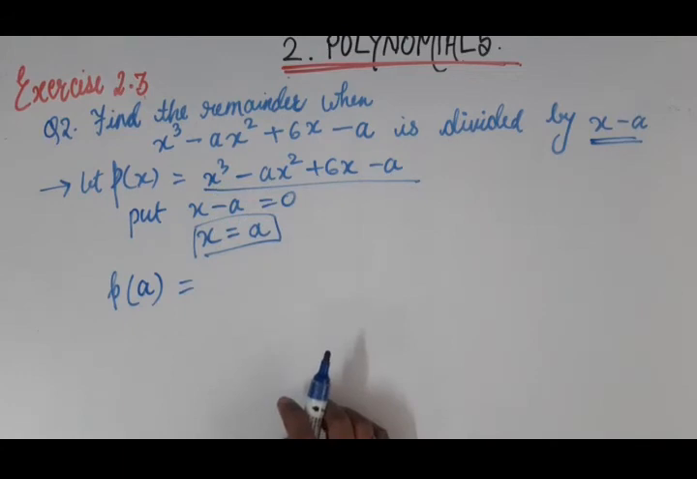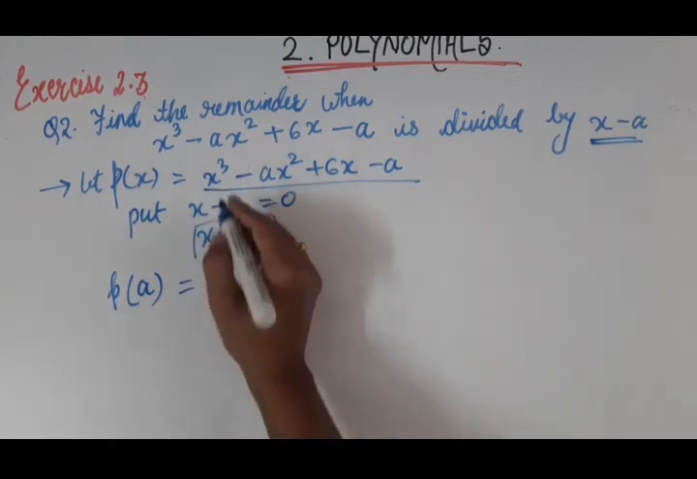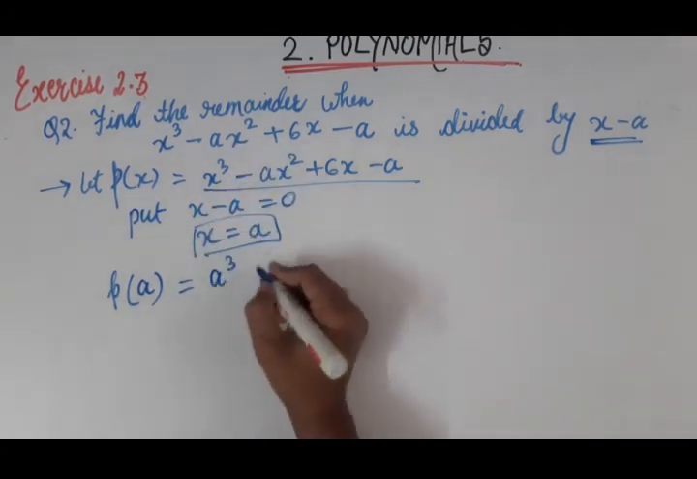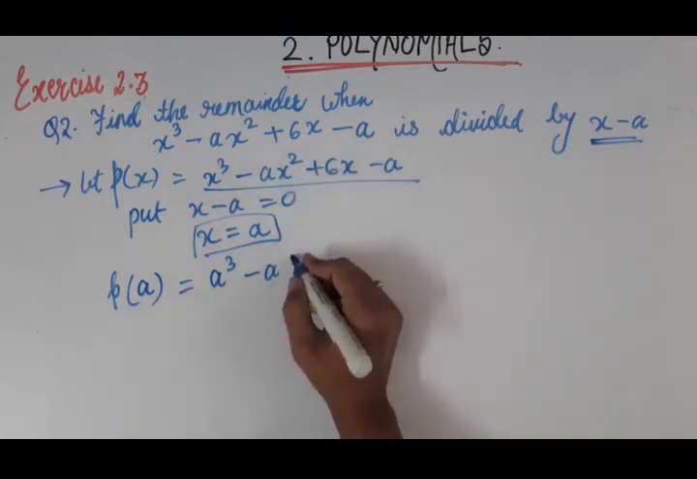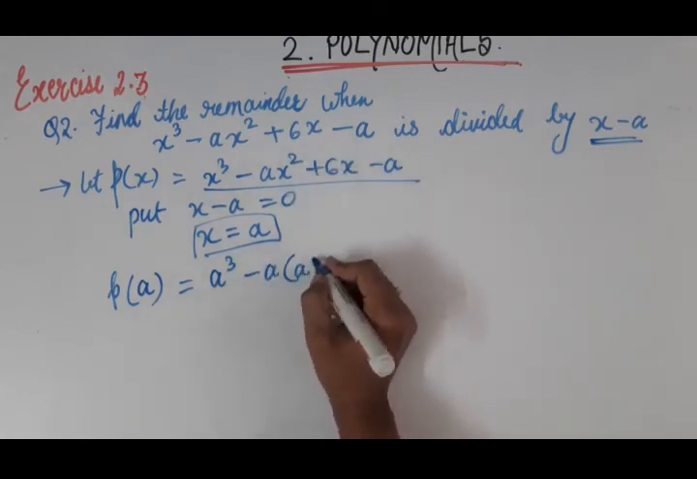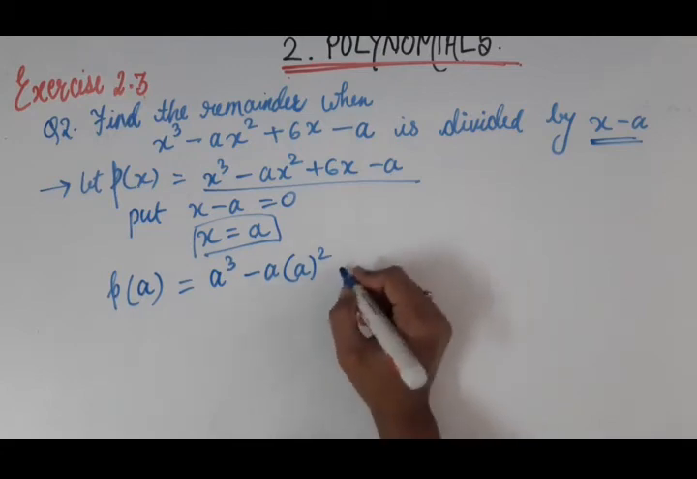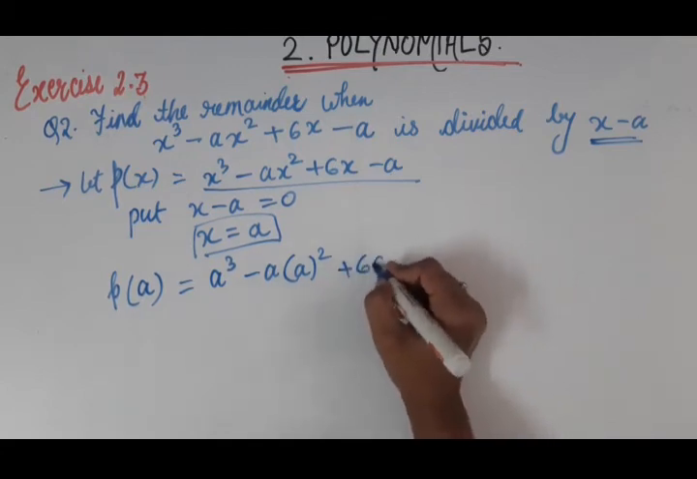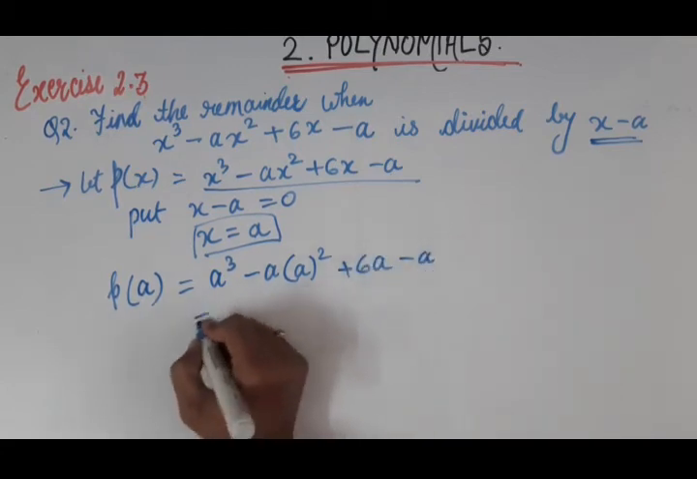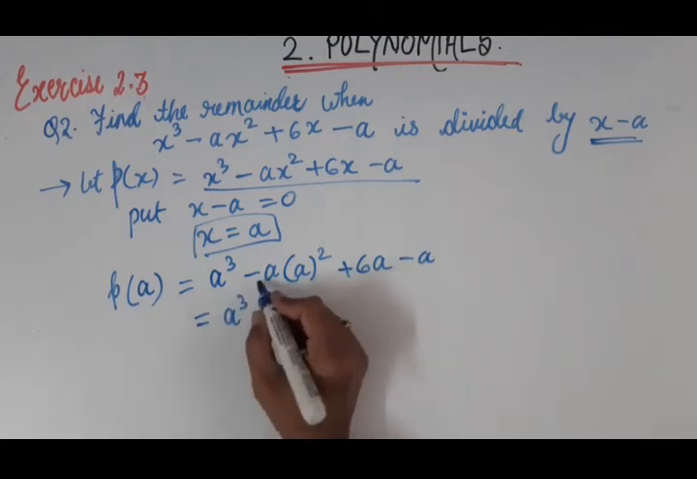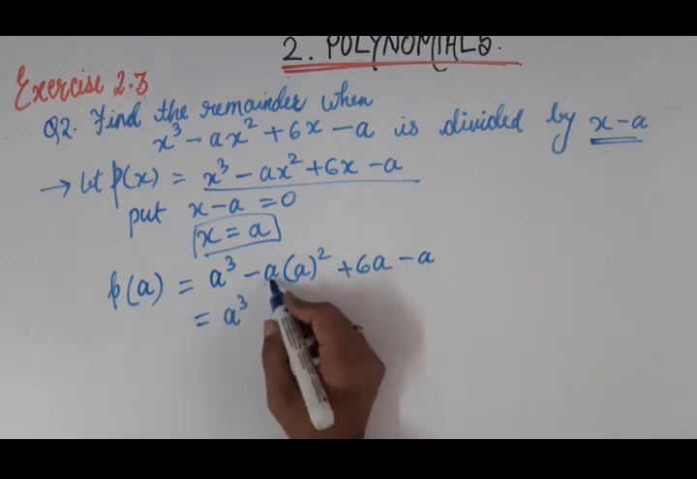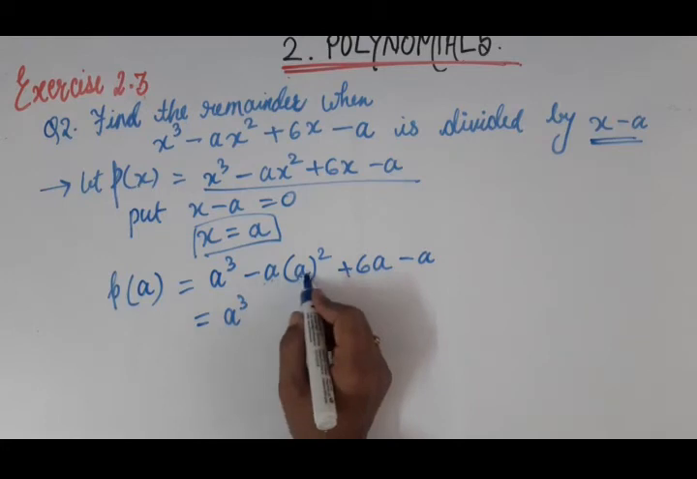Replace x with a in p of x. So you will get x cube, so it will be a cube minus a into x square. Now replace x with a. So you will get a square plus 6x. So you will get 6a minus a. Okay, solve this. A cube minus a into a square. Now the base is same, a and a.